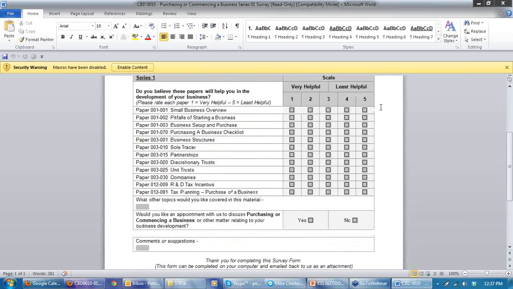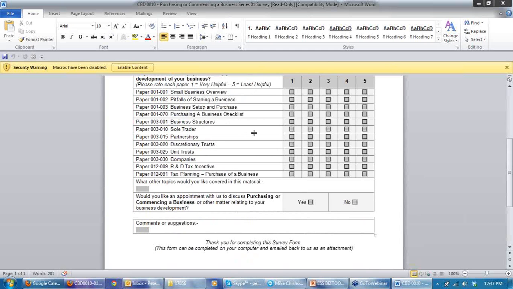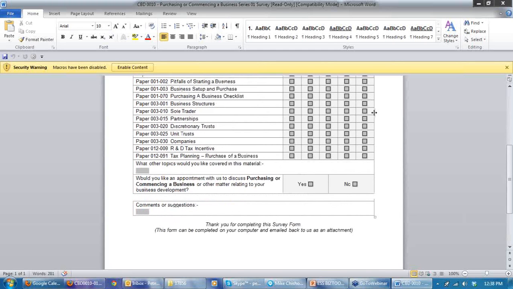So that you can get them to indicate their feelings about the various papers. Our suggestion is that you have a client services officer or admin person ring the client after about 5 days to see how they're going with this material. Have they read it? And have they got any questions? And do they want to talk to an accountant about those questions?